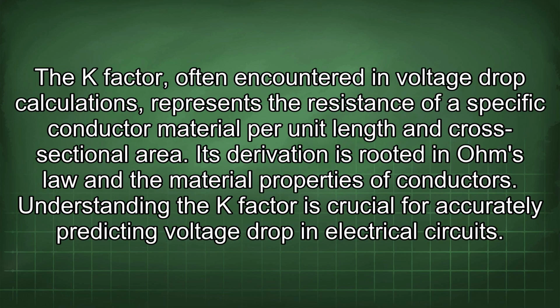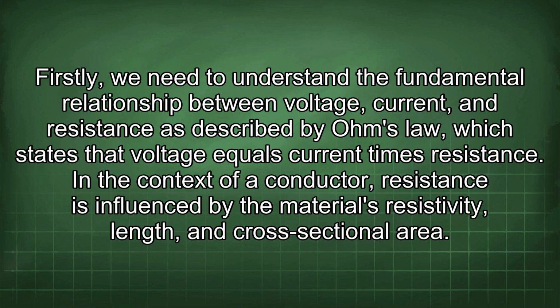The K factor, often encountered in voltage drop calculations, represents the resistance of a specific conductor material per unit length and cross-sectional area. Its derivation is rooted in Ohm's law and the material properties of conductors. Understanding the K factor is crucial for accurately predicting voltage drop in electrical circuits. Firstly, we need to understand the fundamental relationship between voltage, current, and resistance as described by Ohm's law, which states that voltage equals current times resistance.